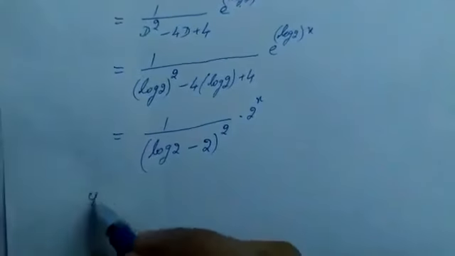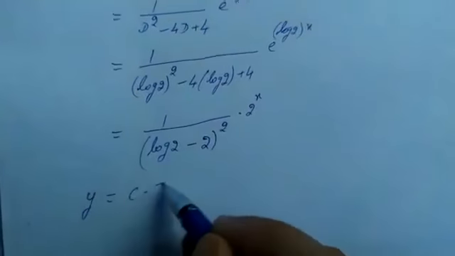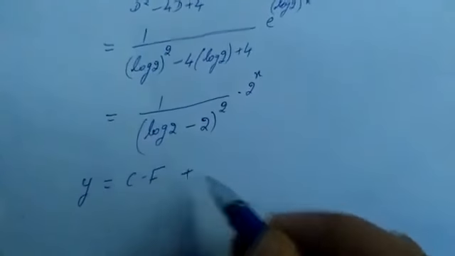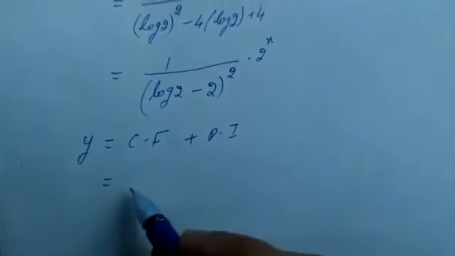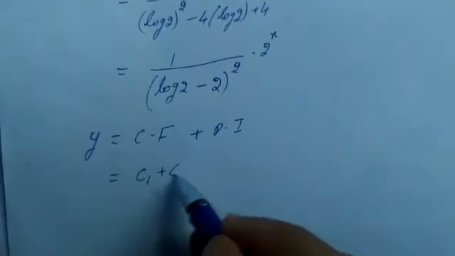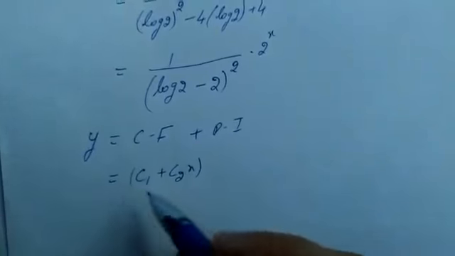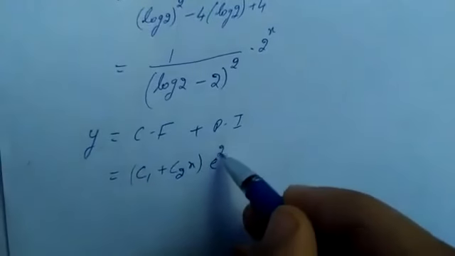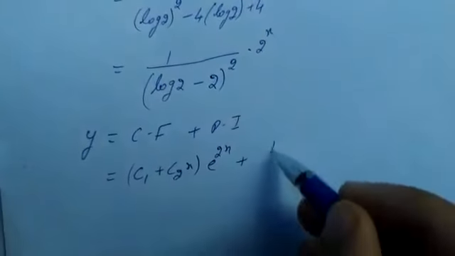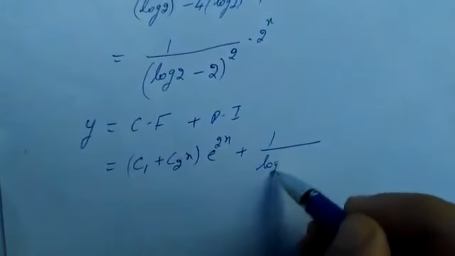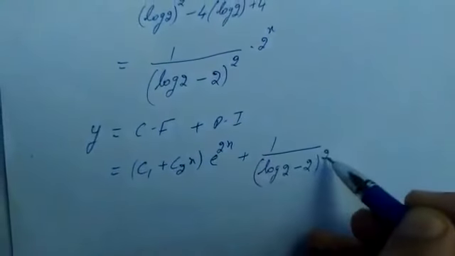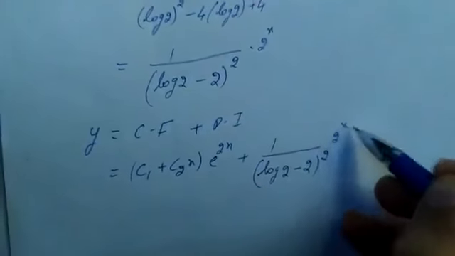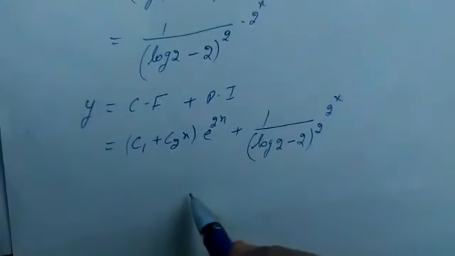Therefore, the solution is y is equal to complementary function plus particular integral, that is equal to (c1 plus c2 x) into e raised to 2x plus 1 by (log 2 minus 2) the whole square into 2 raised to x. This is the solution.